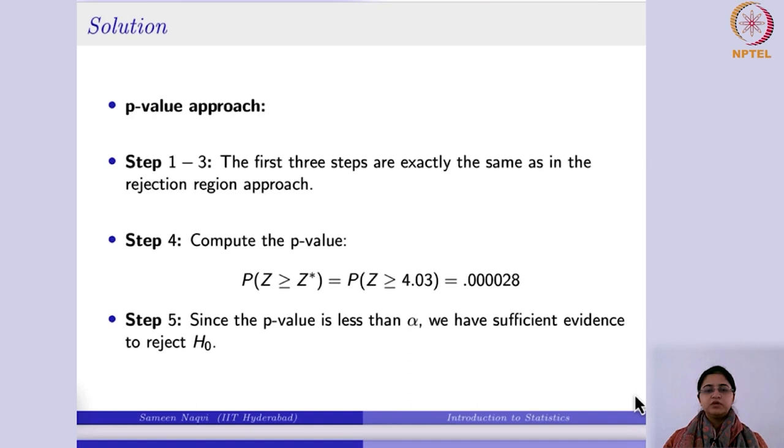So this is how we perform hypothesis testing using the two approaches, the rejection region approach and the p-value approach, for the single sample problem. In the next week we will see how we deal with two sample problems. And in the next lecture, for this week, we would use Python to solve these problems.